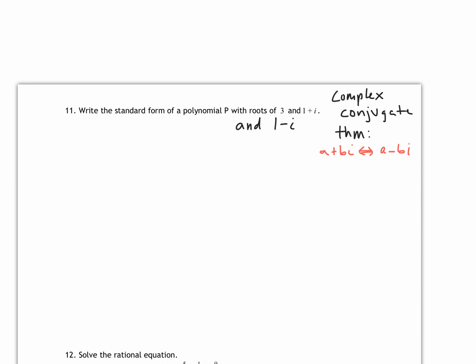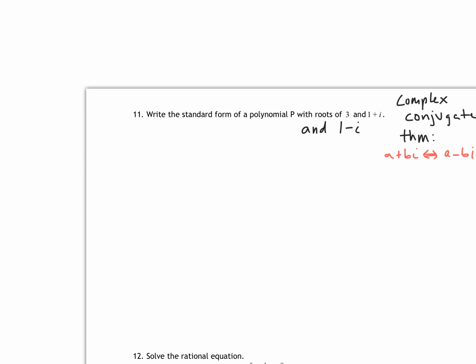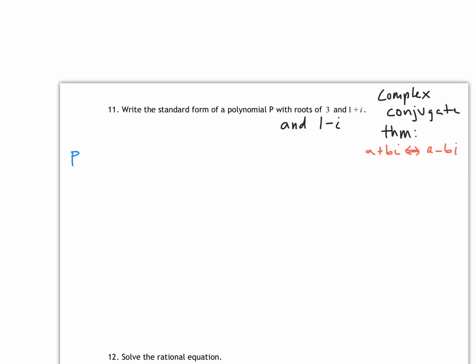This is a third degree polynomial. That means p, let me give myself plenty of space here, equals, I'm going to write these as x minus 3, x minus, we have our 1 plus i, x minus, we have our 1 minus i, and we just need to write the standard form.